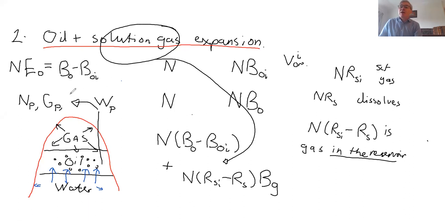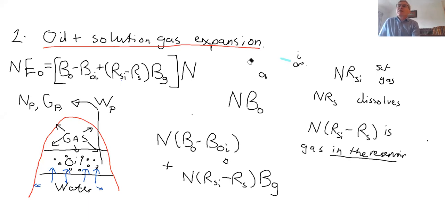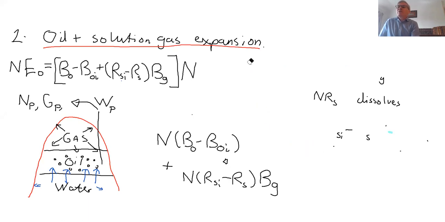That's positive above the bubble point, when R_s equals R_si, so the gas term is zero. So above the bubble point, it's a positive number because it's just oil. Below the bubble point, this becomes negative, but it's more than made up for by this. So this is plus R_si minus R_s, times B_g, and as I said, this is all multiplied by N. I'm going to have to use the eraser because we've got too much going on here. If we want to make it clearer, we don't have a lot of space here, so we write this in terms of E_o.